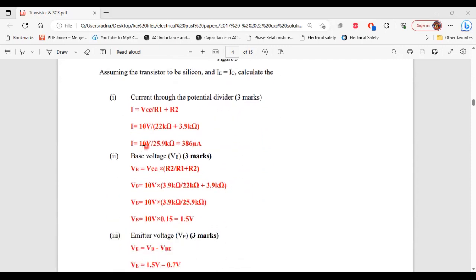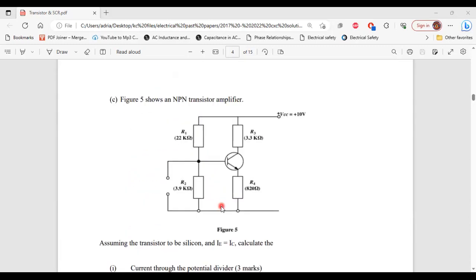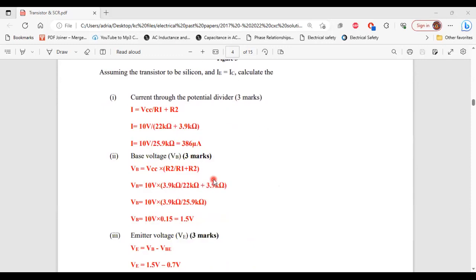For part two, it says to calculate the base voltage. So the base voltage is established across the resistor R2. So it will be from this point to this point. Therefore, VB is equal to VCC multiplied by, in brackets, R2 divided by R1 plus R2.